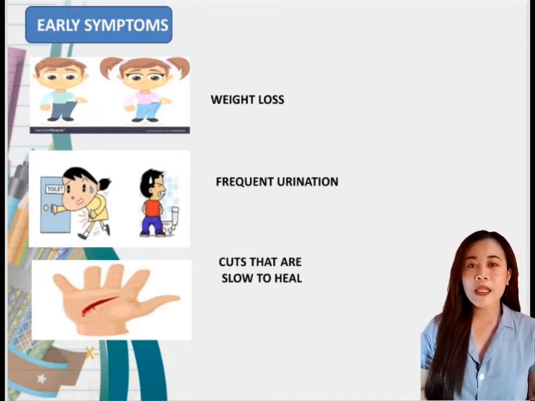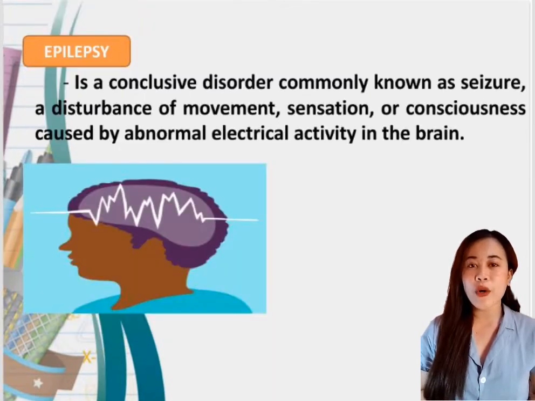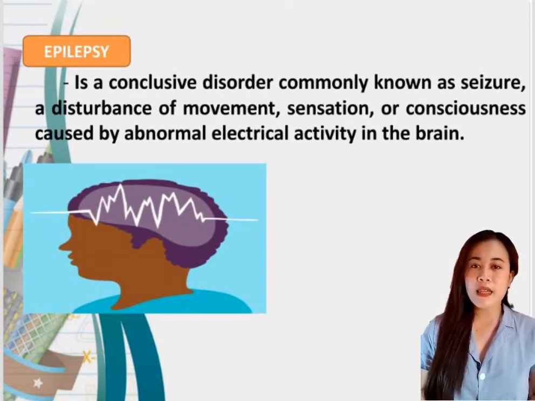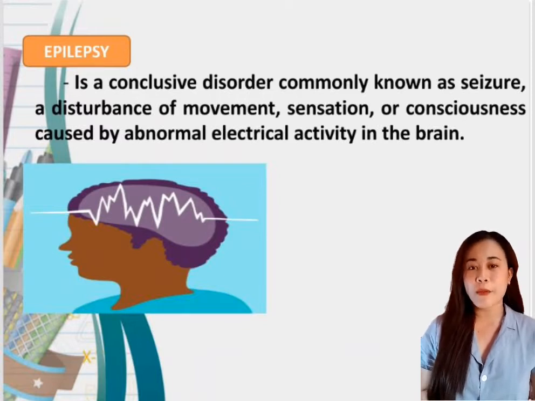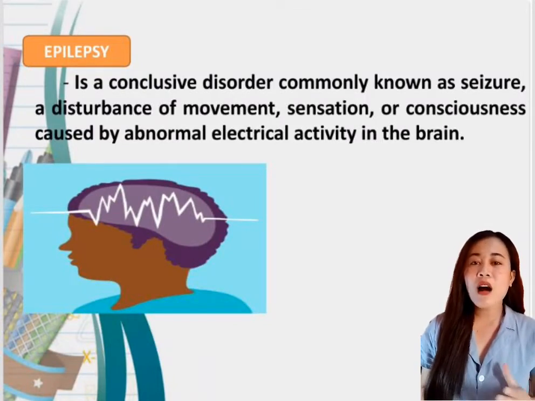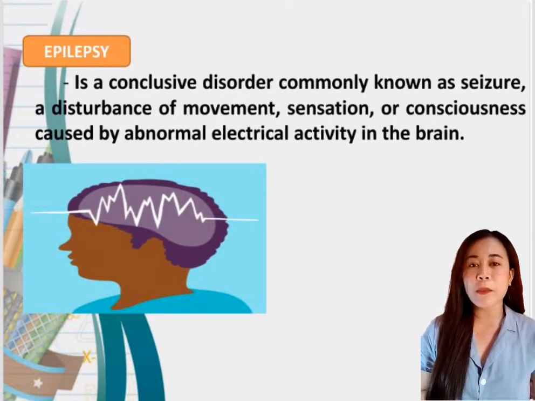Third, what is epilepsy? Epilepsy is a convulsive disorder commonly known as seizure, a disturbance of movements, sensations, or consciousness caused by abnormal electrical activity in the brain. Epilepsy, sometimes called a seizure disorder, is a disorder of the brain. Epilepsy is a central nervous system disorder in which brain activity becomes abnormal, causing seizures or periods of unusual behavior, sensations, and sometimes loss of awareness.